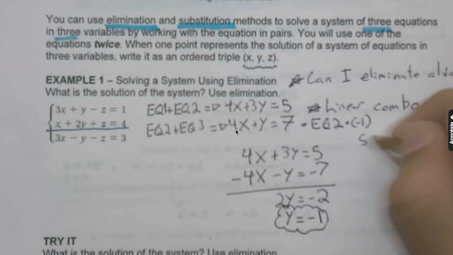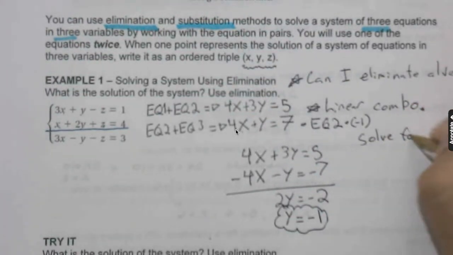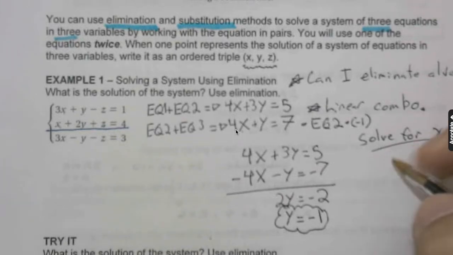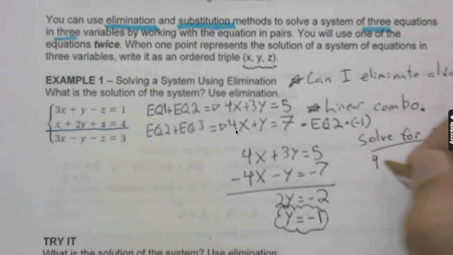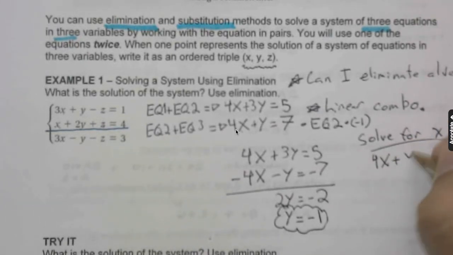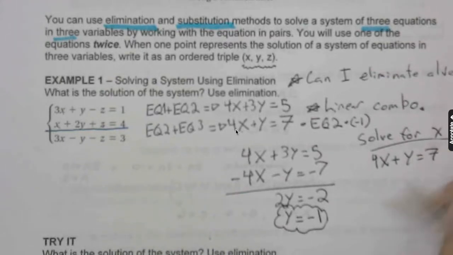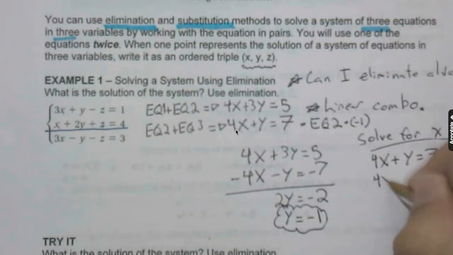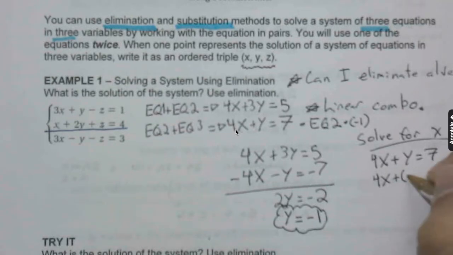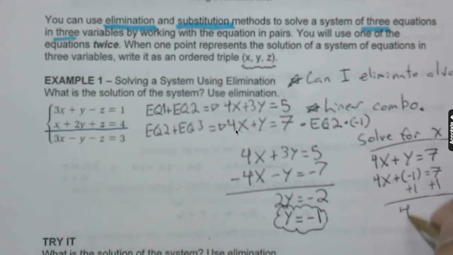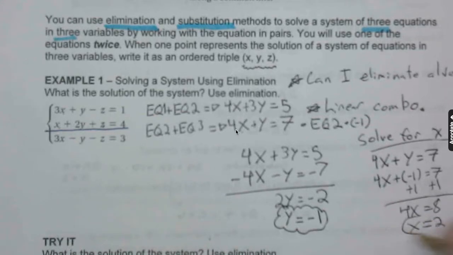So now we're solving for x, where we know that if we took 4 times x and we added on y, this equals 7. But now we know that y is -1. So if we have 4x and we're adding on -1, this equals 7. We can get rid of this by adding 1 to both sides. 4x equals 8. So x is going to have to be equal to 2.